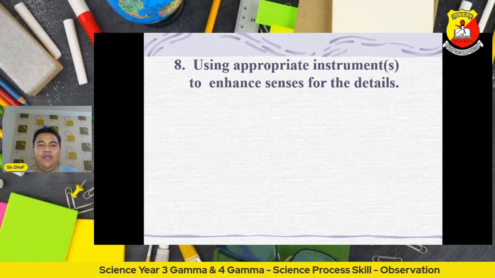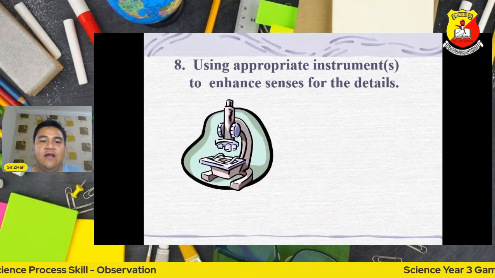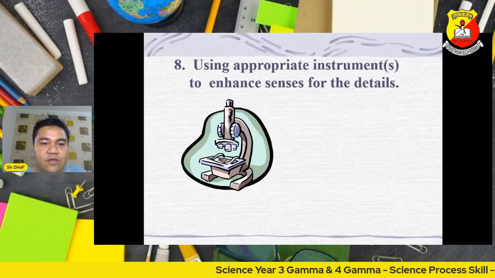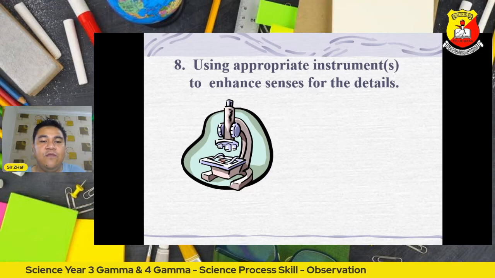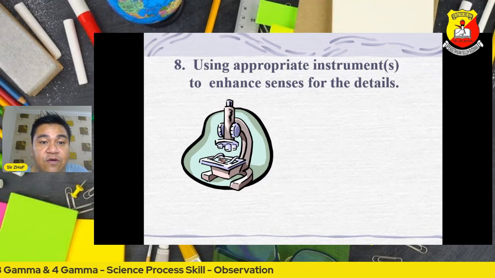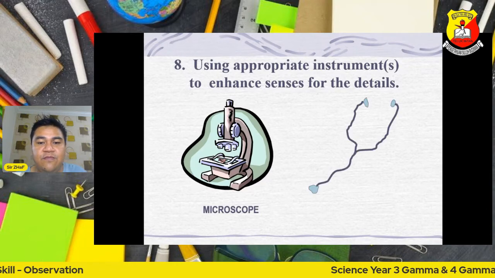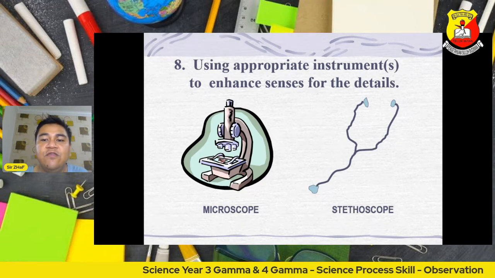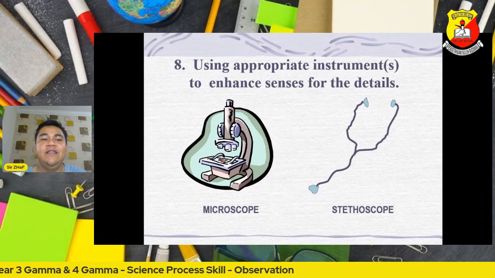Okay, so number 8, using appropriate instruments to enhance the senses for details. So you are using a microscope. What are the uses of a microscope? To observe microorganisms. And then a stethoscope. What are the uses of a stethoscope? To hear the beat of your heart.